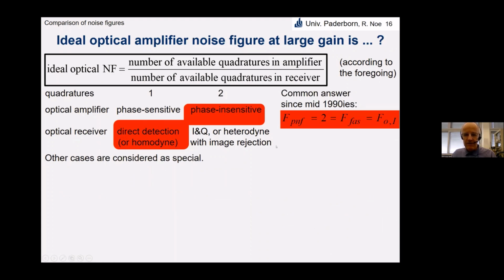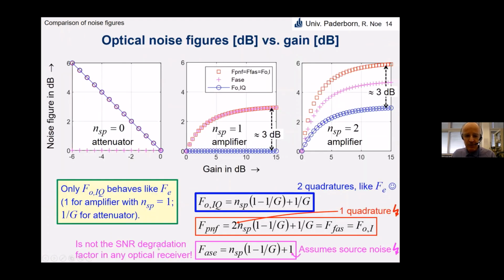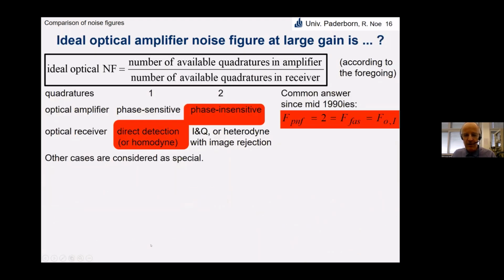In earlier times, people said the minimum noise figure of an optical amplifier is 2. Well, according to the foregoing and excluding this one because it is not the SNR degradation factor in any optical receiver, but taking all other optical noise figures, we find that the ideal optical noise figure turns out to be equal to the number of available quadratures in the amplifier divided by the number of available quadratures in the receiver.